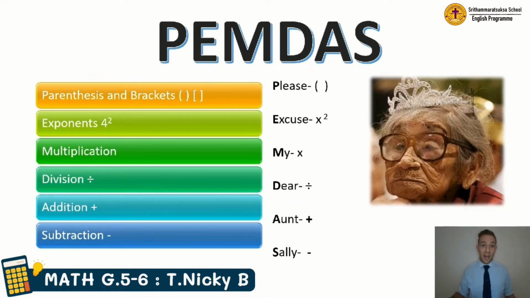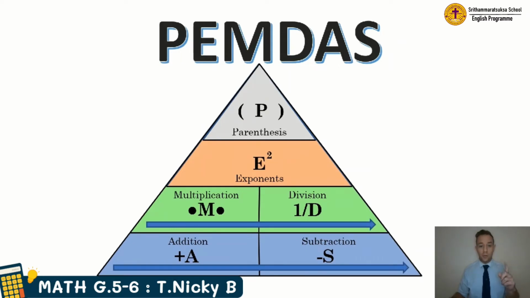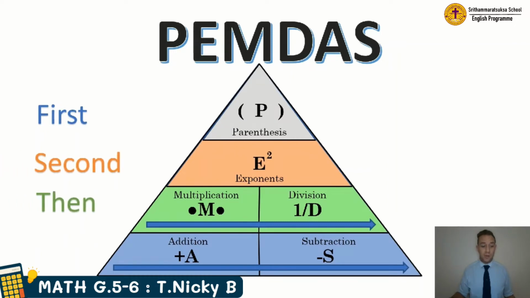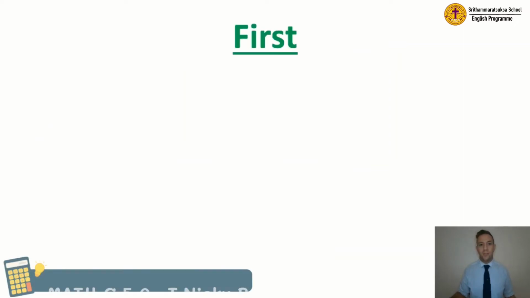PEMDAS is arranged in a hierarchy of order. At the very top of our pyramid, we have parentheses. This means we do it first. Second, we have exponents. After exponents, we'll do multiplication and division, and then at the very end, we'll do addition and subtraction. So let's talk about the first rule, parentheses and brackets.